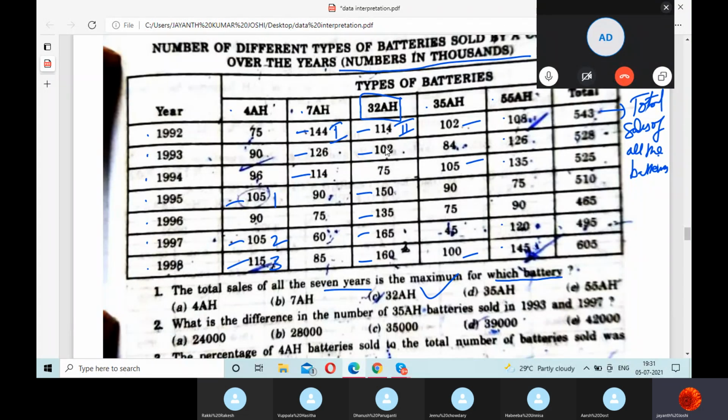Question number 2. What is the difference in the number of 35Ah batteries sold in 93 and 97? So 35Ah sales in 93 are 84 and in 97 are 45. What is the difference between 84 and 45? Can I say 39? Yes. So 39,000 is the answer. All of you please check the second question. I'll go for the third one. Everyone clear?